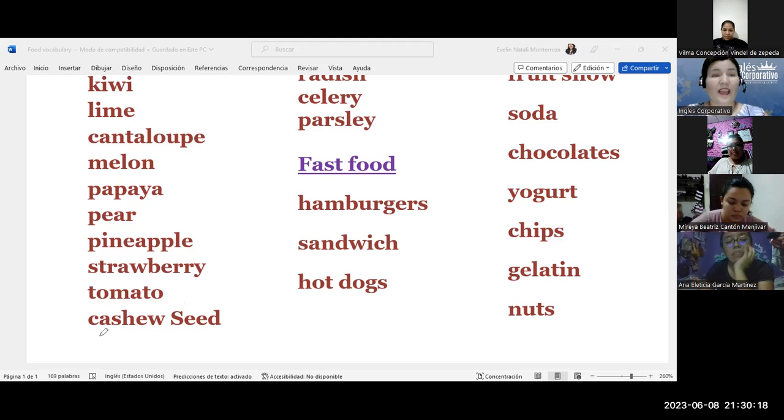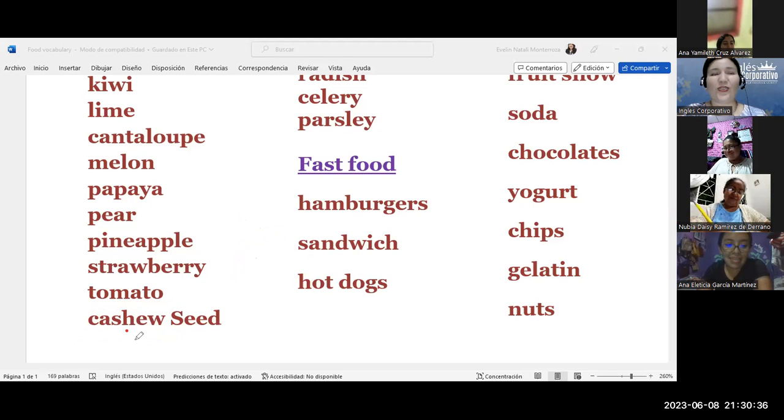The next one that we have here is the cashew. A cashew is a very common Salvadorian fruit, and it has the marañón. Exactly. Marañón. And the cashew seed is only the top of it. It's the part that's like la pepa. Yes, the cashew seed, that is very delicious.